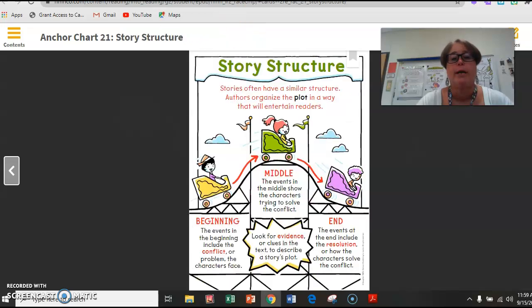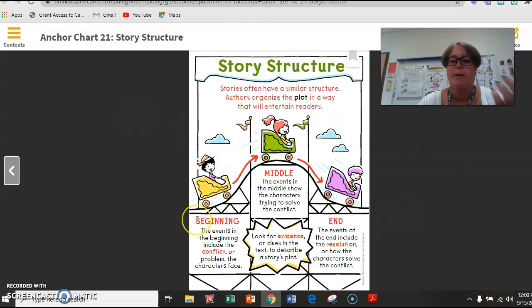But as we're reading this drama, we're going to be focusing on what we call plot elements. So these are parts of the plot that help it all come together. So story structure is another way to say it too. Story structure or plot elements. Stories often have a similar structure. Authors organize the plot in a way that will entertain the readers.